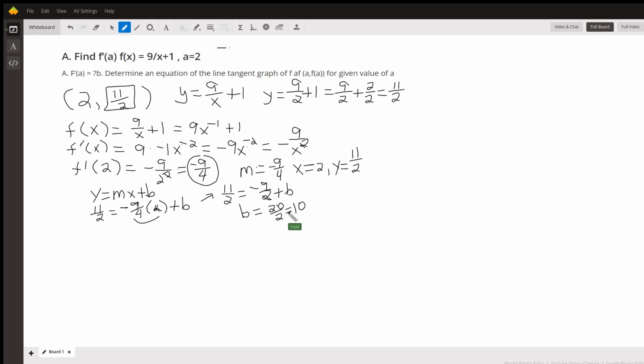Let me back up a minute. When we found f prime of 2, we found the slope of the tangent line at the point. We now know that the value of b, the y-intercept, is 10. So my final answer is putting the slope of the tangent line in front of the x and the 10, the y-intercept, at the end. So y equals negative 9/4 x plus 10 is the equation of the tangent line at the point 2, 11/2.